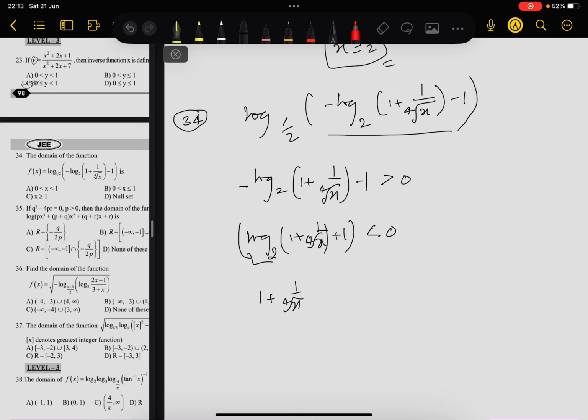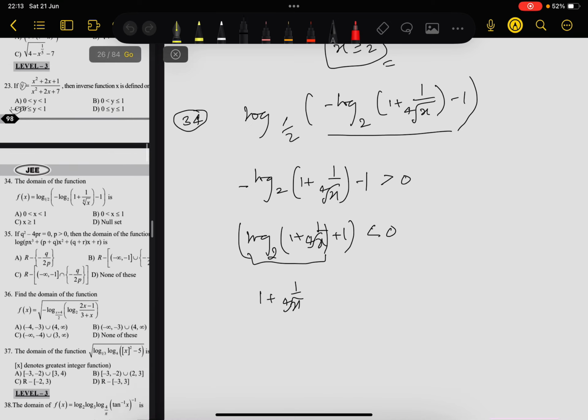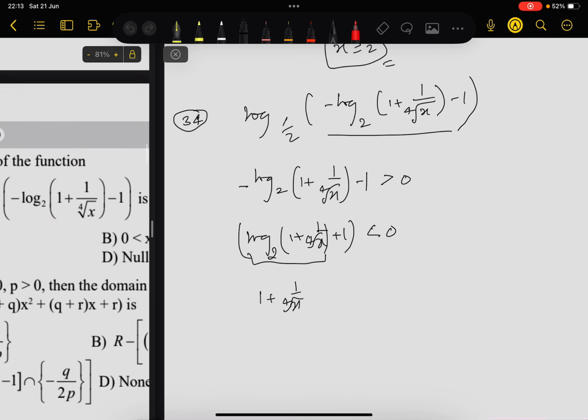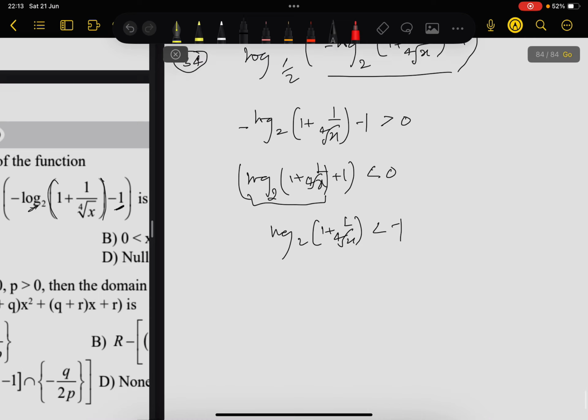So I think log is given up to this point. Let me check once again. Where is the question? This one. Yes, log is not included in this one. This log is up to this bracket. So we can write here log base 2 of (1 plus 1 upon x raised to 4) is less than minus 1. Right? It is less than minus 1.